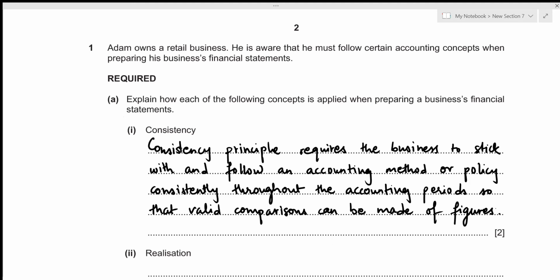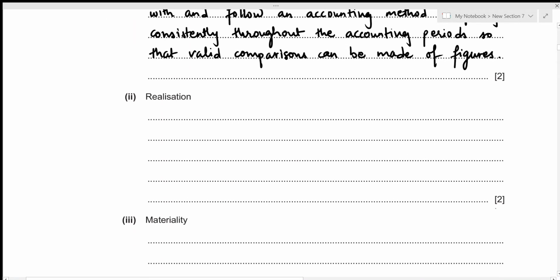Let's move to the second principle. This is realization. So we know that realization principle requires revenues to be recognized once it is earned, which means that we only record or recognize the revenues once we receive the money. And this is to ensure that the reported profits are based on certainty. Let's write that down.